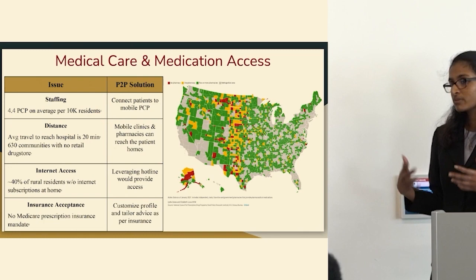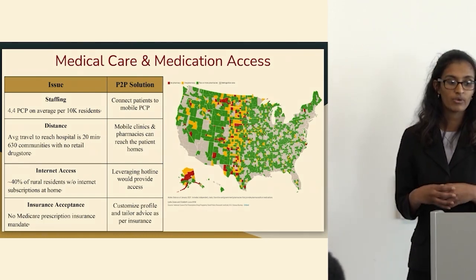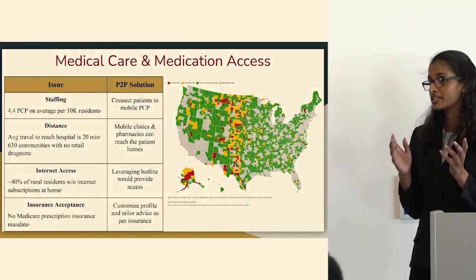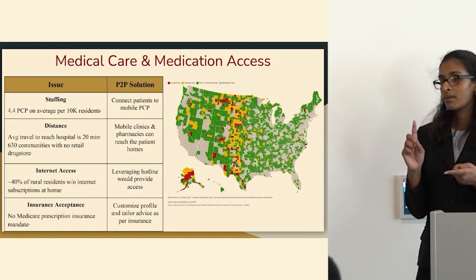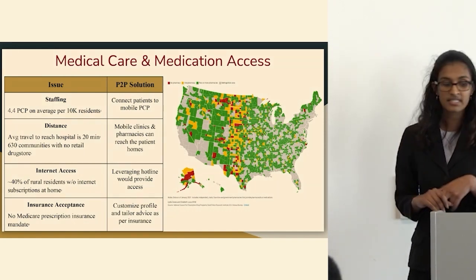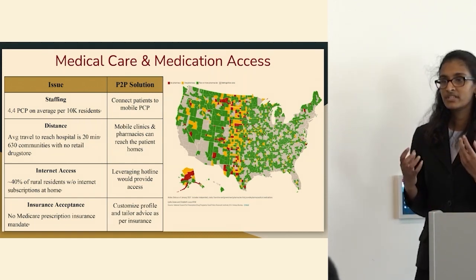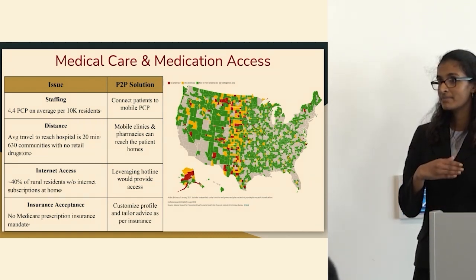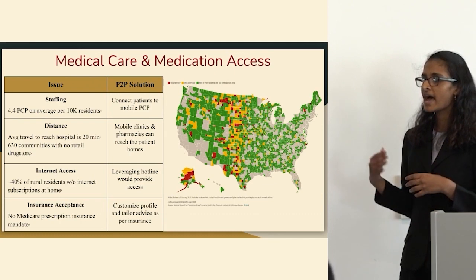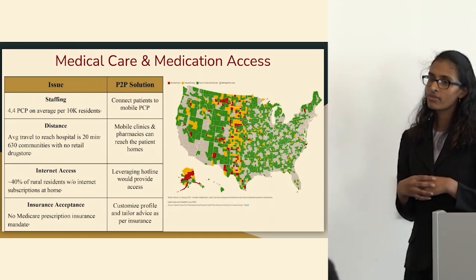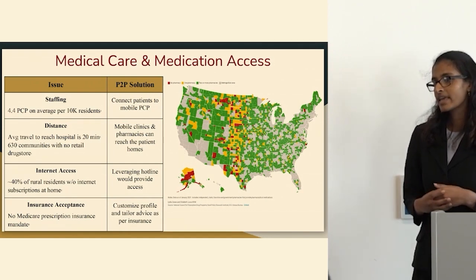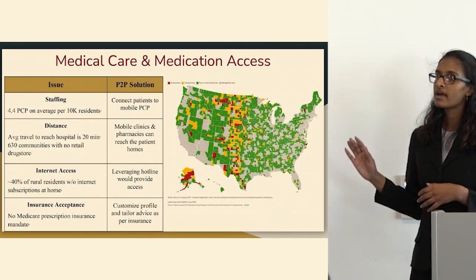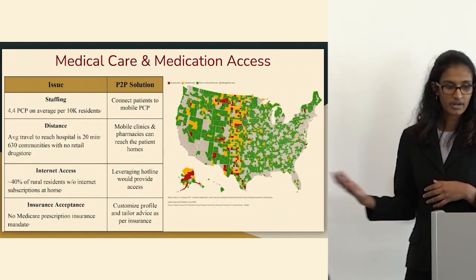So P2P would provide a solution in that it would consider the patient's insurance when connecting patients to mobile clinics and mobile pharmacies. Jason didn't mention this, but we also want to add a hotline option so that people who do not necessarily have access to internet can still phone in and use the mobile care network.